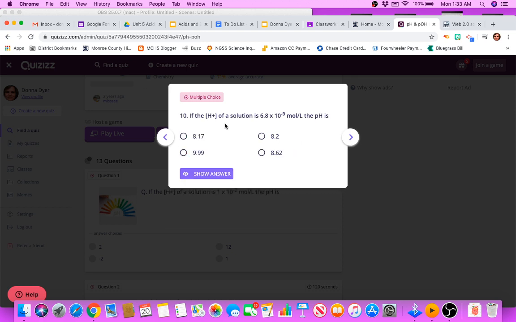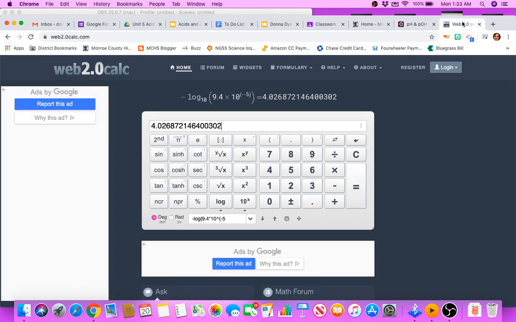If the hydrogen ion concentration of a solution is 6.8 times 10 to the minus 9, then the pH is. Again, to get the pH, we do the negative log of the hydrogen ion concentration. The hydrogen ion concentration here is 6.8 times 10 to the minus 9, so we need to do negative log of 6.8 times 10 to the minus 9.